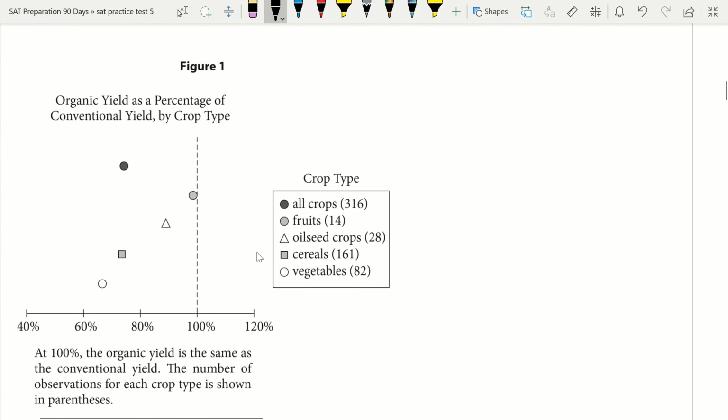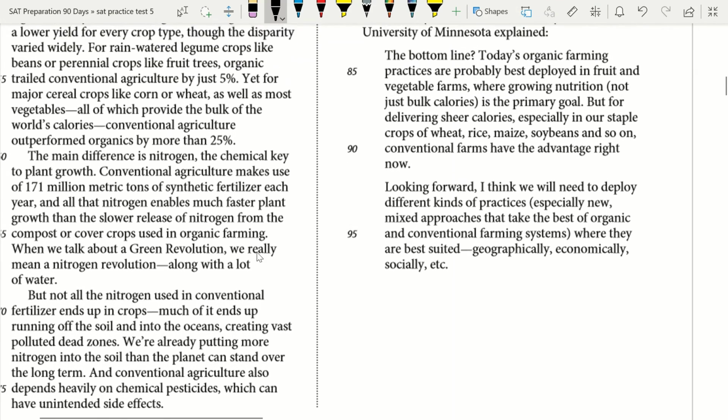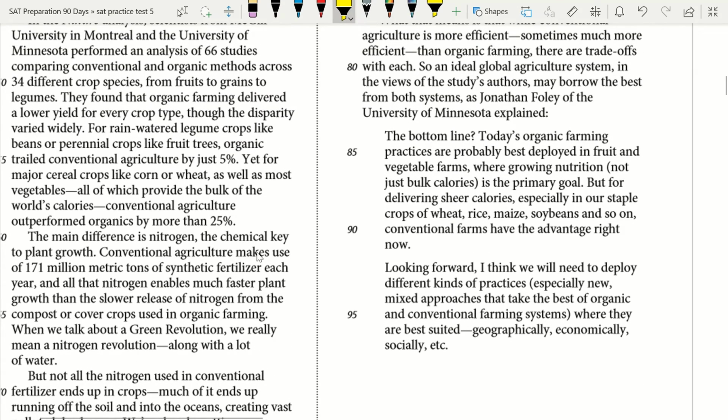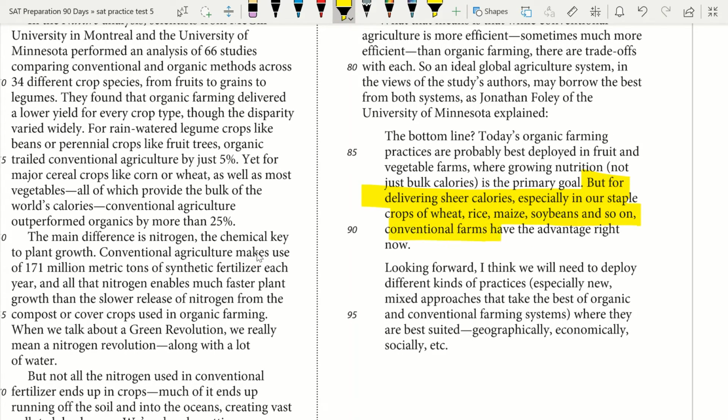Got line 88. All right, so I'll highlight it so you can see it. So we've got, but for delivering sheer calories, especially in our staple crops of wheat, rice, maize, soybeans, and so on, conventional farms have the advantage right now. In this context, we're talking about sheer calories. If you wanted a little bit more context, it's always okay to read a little bit more behind, so you could read that part as well that I'm highlighting right now. But in this case, we're talking about sheer calories, or pure calories, or calories only.